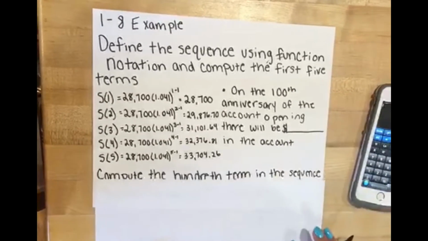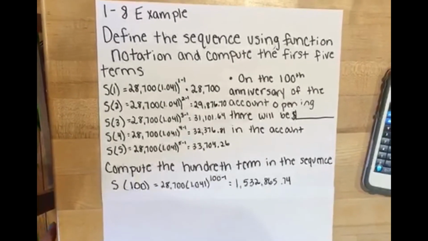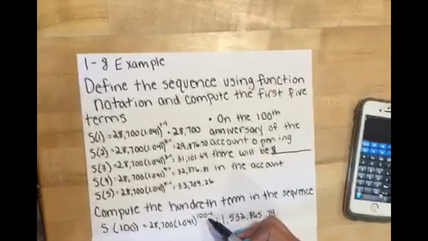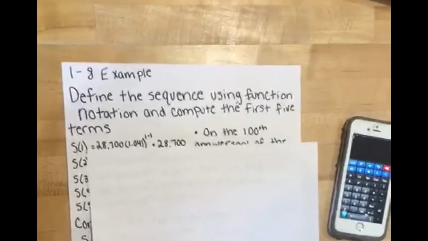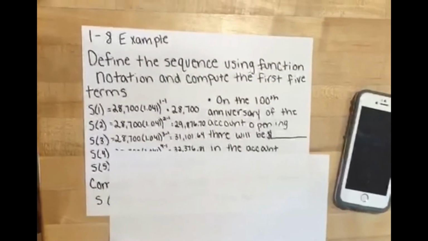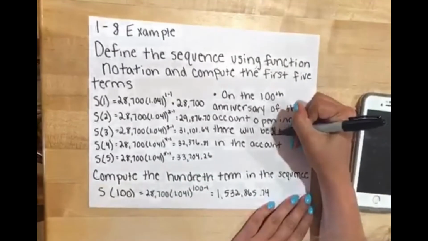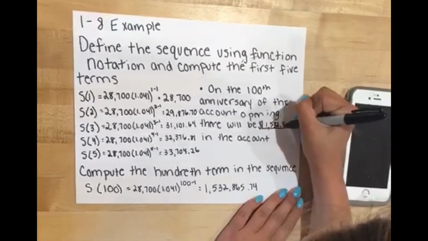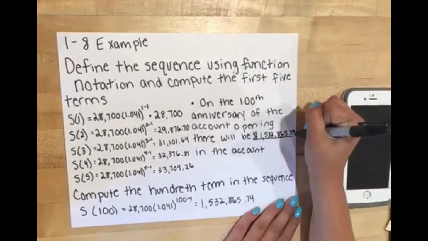And then if it asks you to compute the 100th term in the sequence, then you simply input 100 here for your n value. So if the question were to ask you how much money will be in the account on the 100th anniversary of the account opening, you would look down to the problem you just did, and you would write the value of $1,532,865.74.